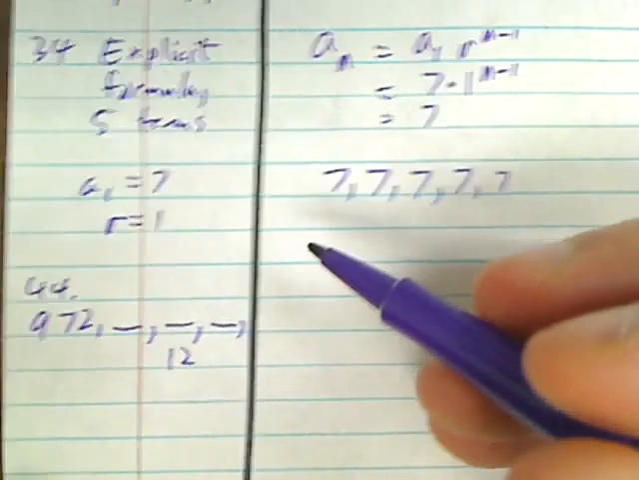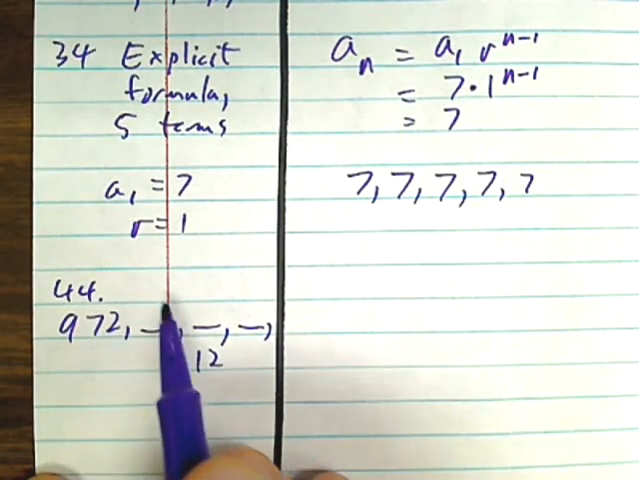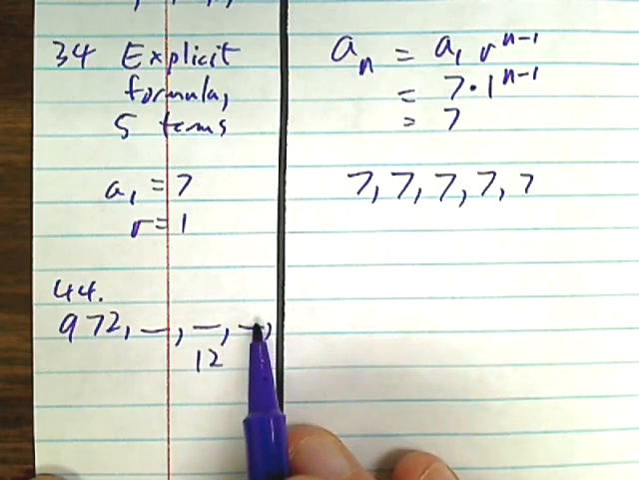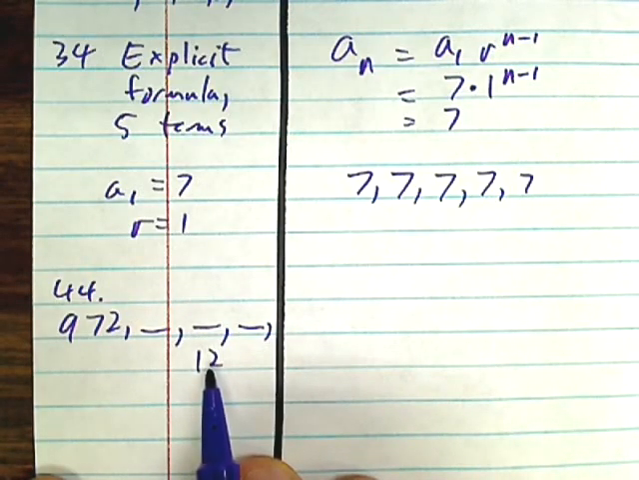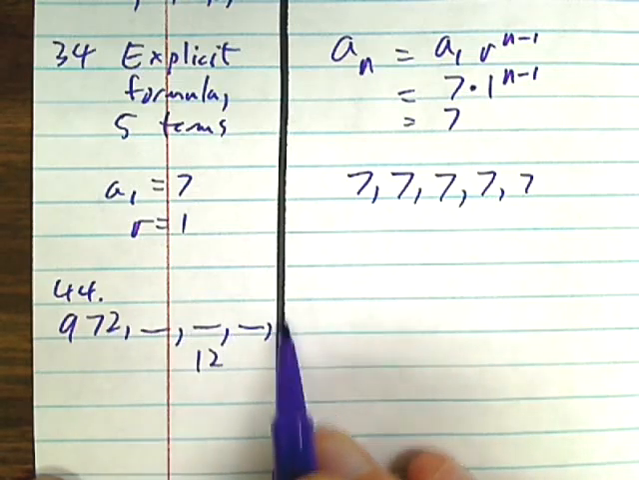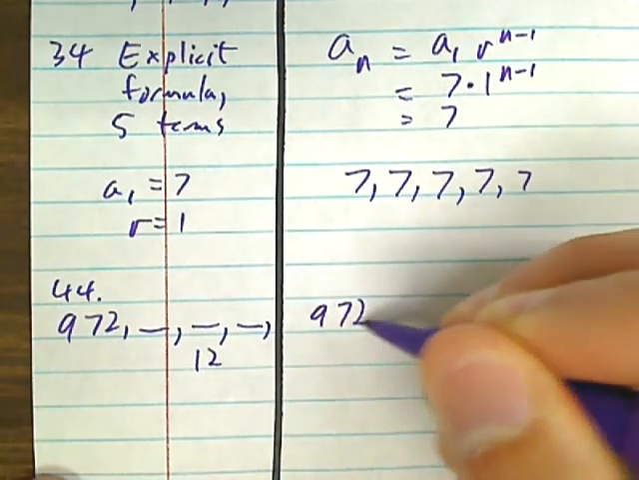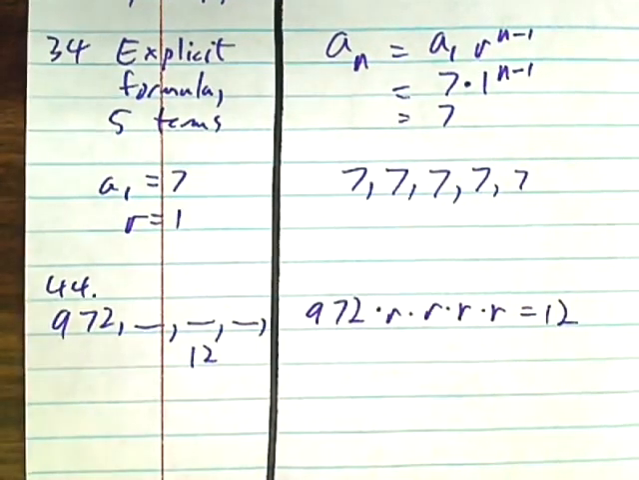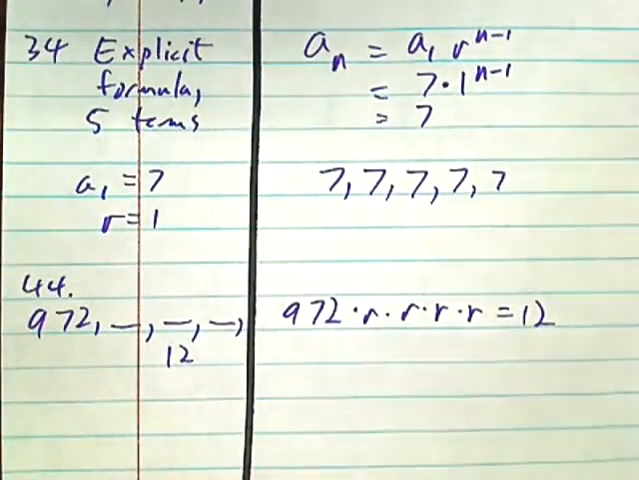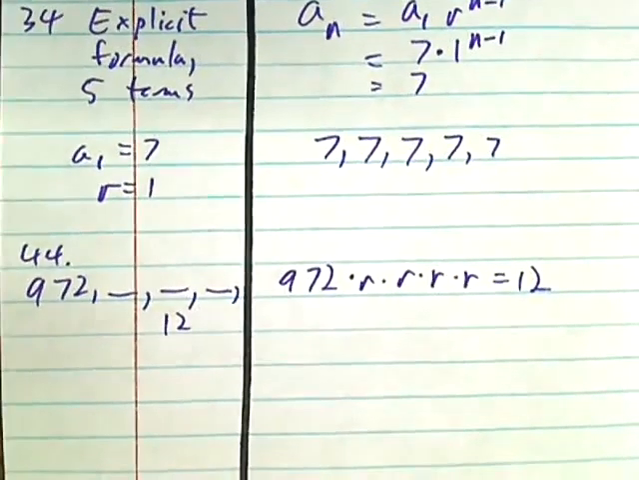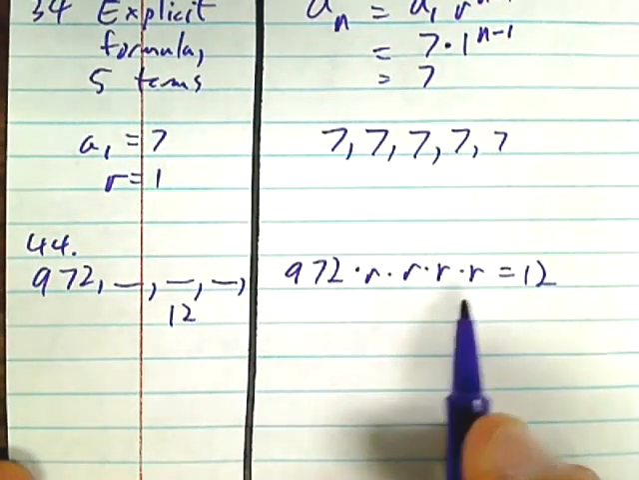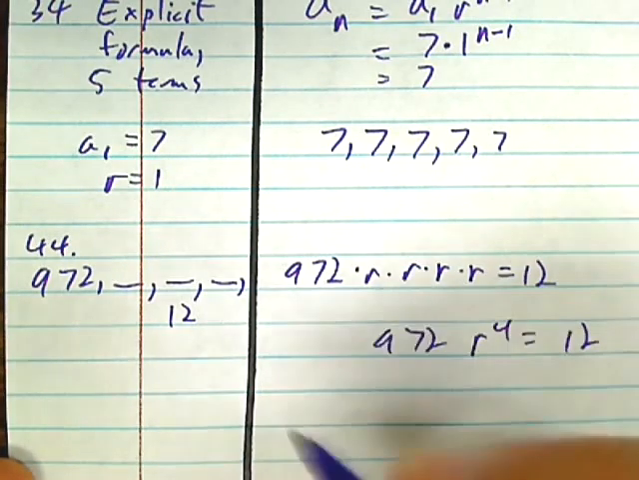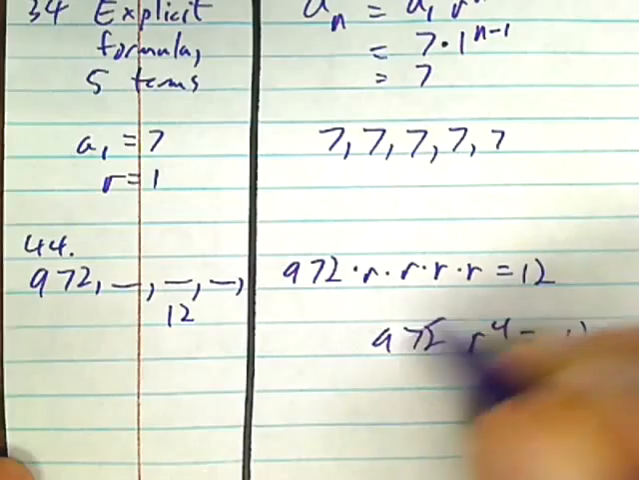Alrighty, let's see. If we take 972 times r, it will be that. Times r again, it would be that. Times r again, it would be that. Times r again, it would be that. So 972 times r times r times r times r will give you that. Okay, let me see here. So this would be 972 r to the 4th power equals 12 over 972.